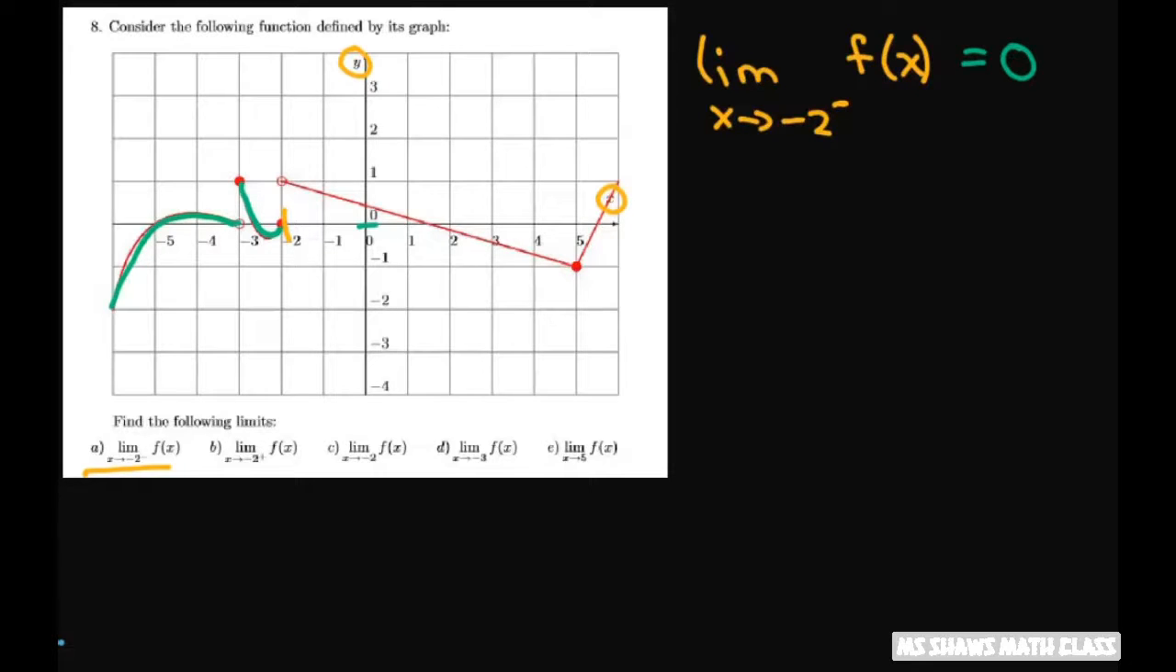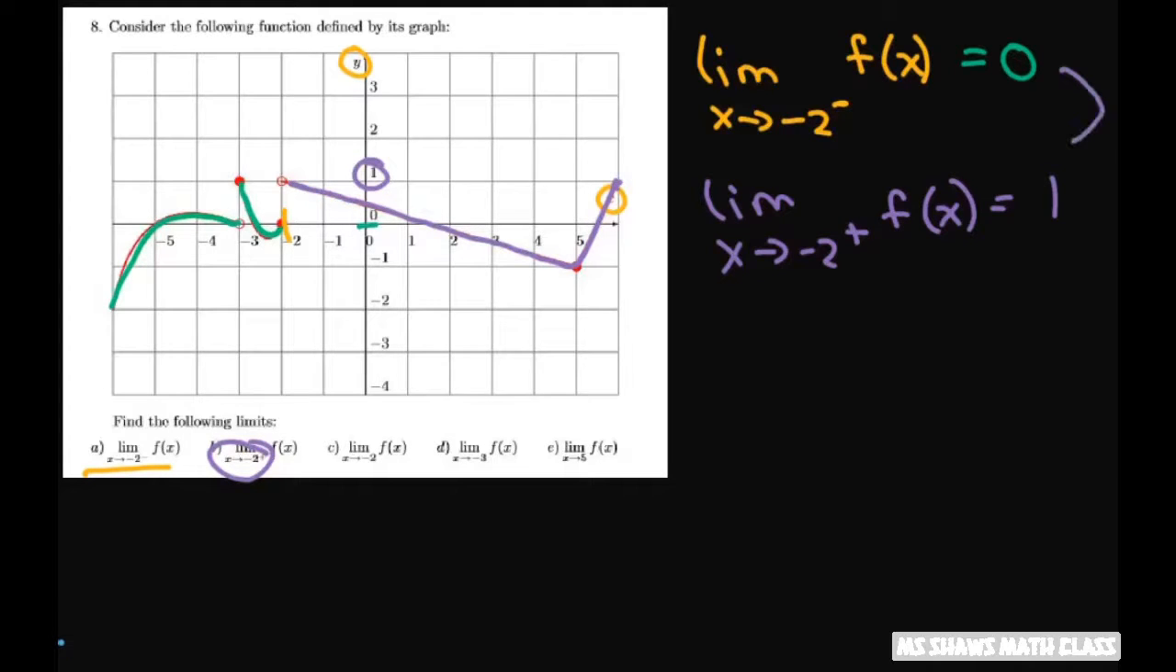Alright, now let's do the limit as x approaches -2, and this one means from the right, of f of x. So from the right, you start over here, come around, you go up, and we're at 1. Now notice these two do not equal. So basically on this third one, it's saying what is the limit as x approaches -2 of f of x. When it doesn't have a plus and minus, it means both, and they have to equal.